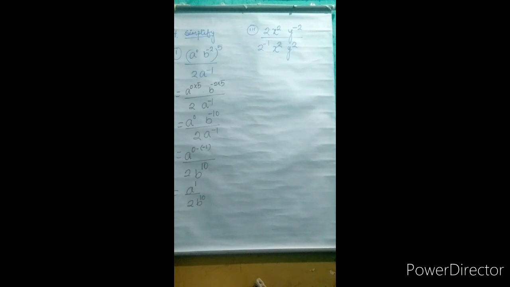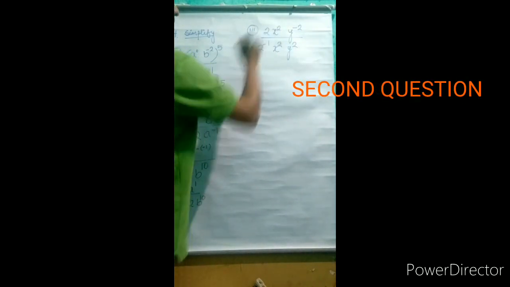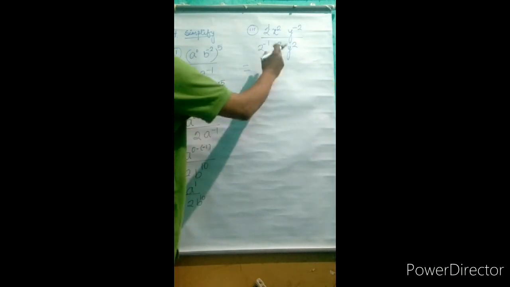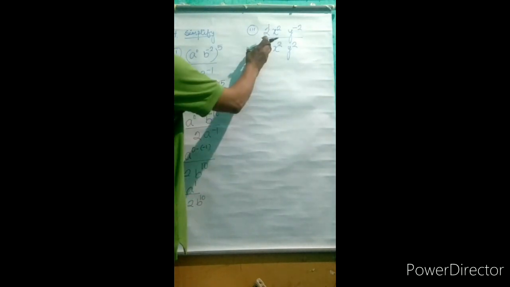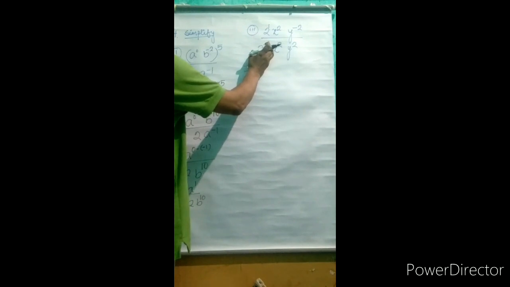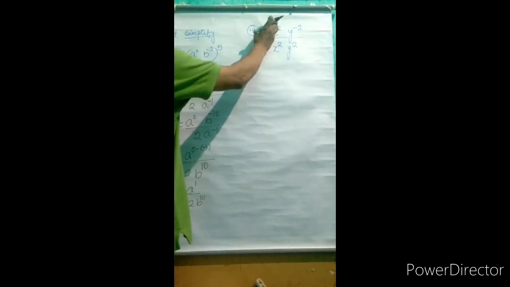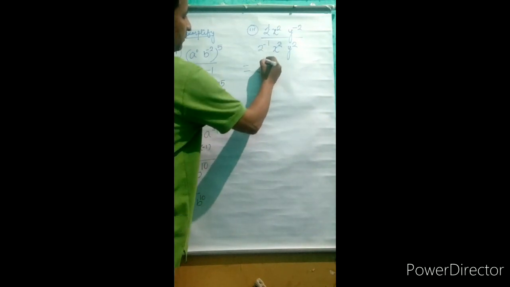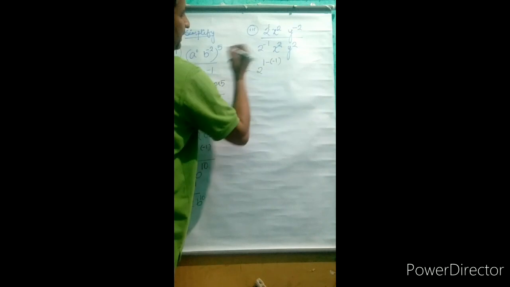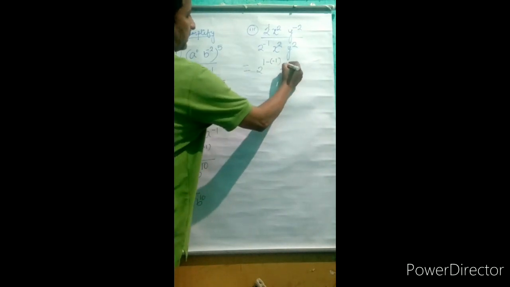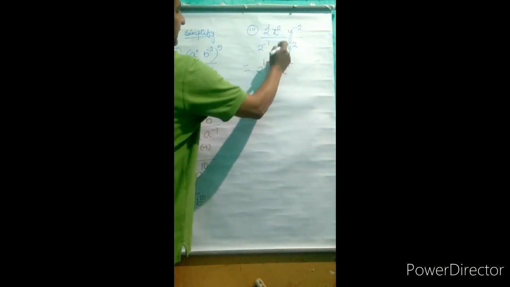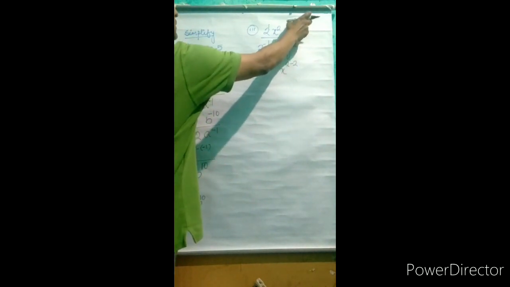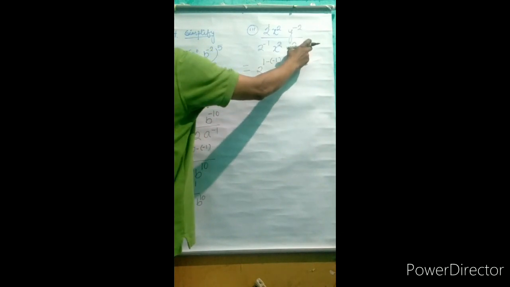In the same way, another question we have here. Here the power of 2 is 1 and the power of 2 in the denominator is minus 1, and the bases are the same, so powers will get subtracted. So 2 raised to power 1 minus 1. For x raised to power 2, bases are the same, powers will subtract here also, but here the numerator's power is smaller and the denominator's power is greater.